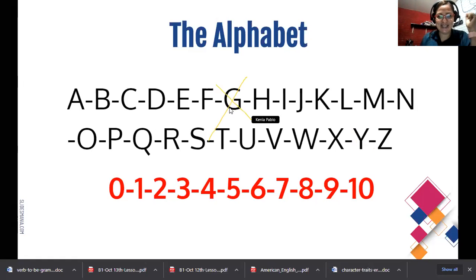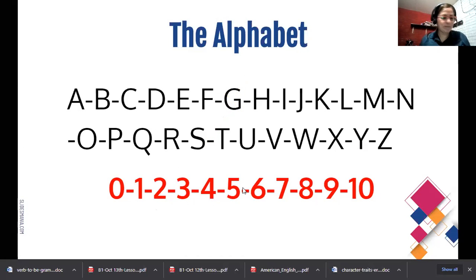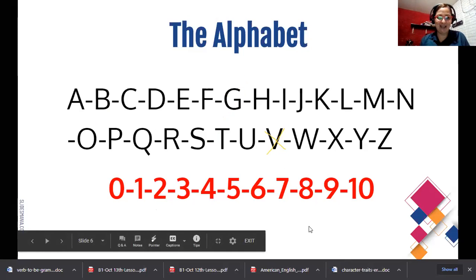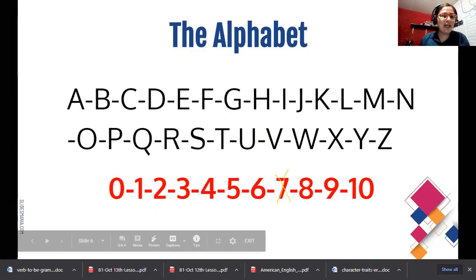Ajá, excellent. Letter G. Now, please, letter B. Letter B? No, V. Ajá. Not B, V. Ajá, very good. Okay. Number 7, Kenya. Excellent. Thank you, Kenya. Now I have Rosa Melida.